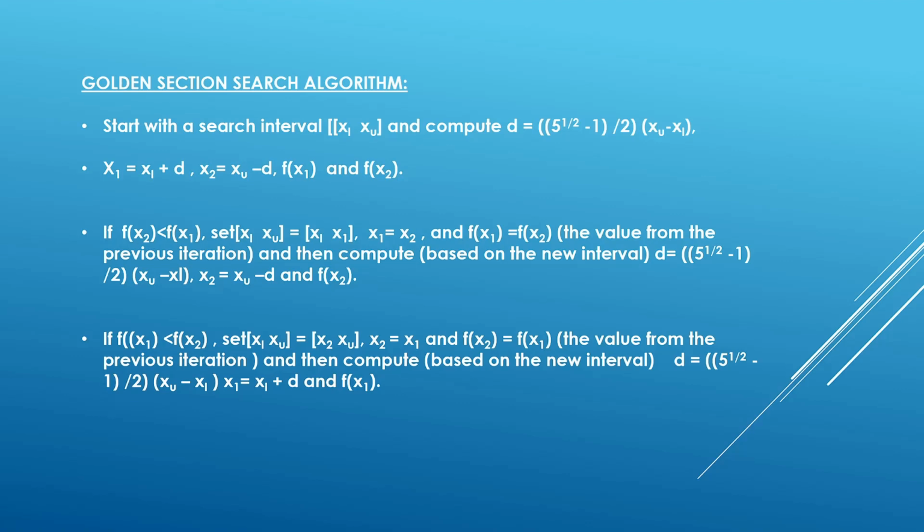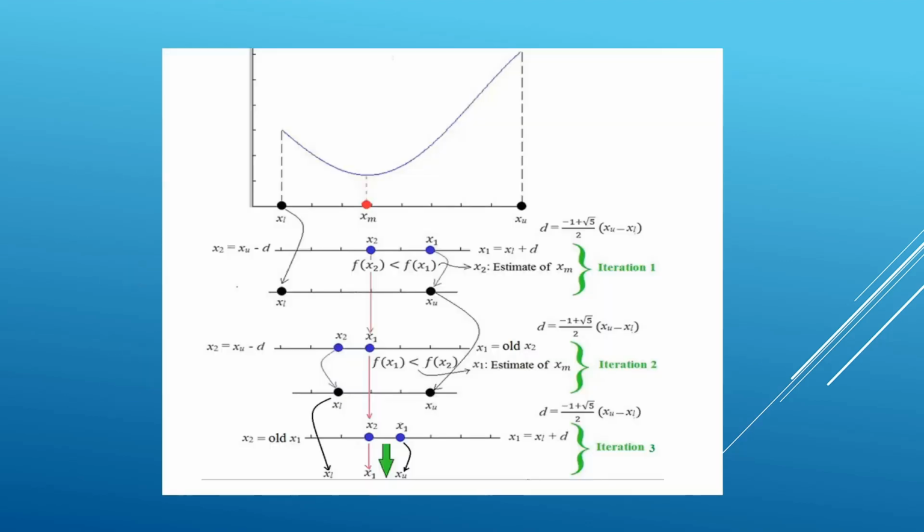This is for the first step. If f of x1 is less than f of x2, then the set xl, xu becomes x2, xu, and in this way we will find the minimum point. This is the diagram, a pictorial representation of the above algorithm. You can pause the video and see the diagram.